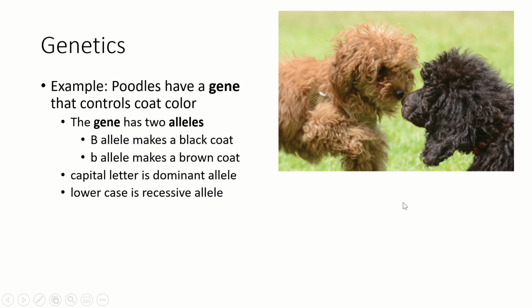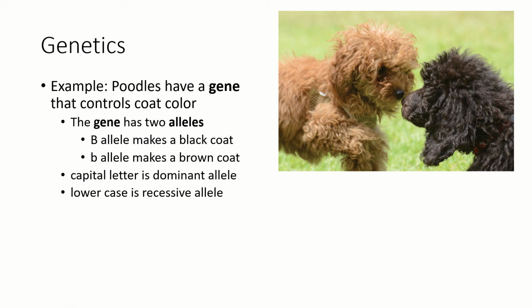All right, now let's look at a real-world example. Let's talk about poodles because they're adorable. They have one gene that controls coat color, and there are 2 alleles, one that gives a black coat and one that gives a brown coat. The black is what we call dominant, and we represent it with a capital B. The brown is what we call recessive, and we represent it with a lowercase b.